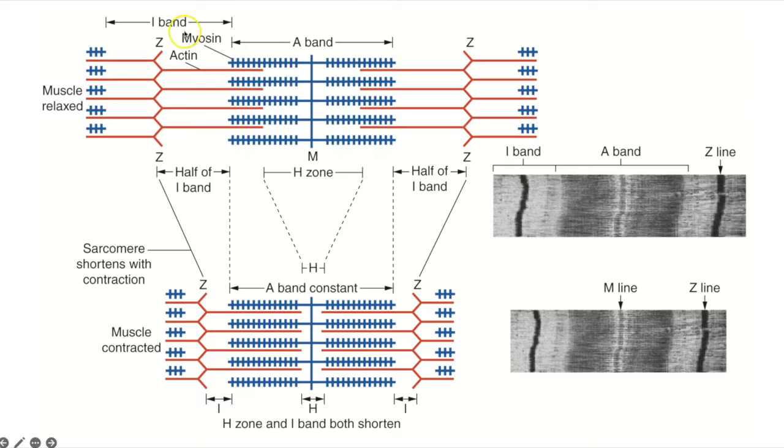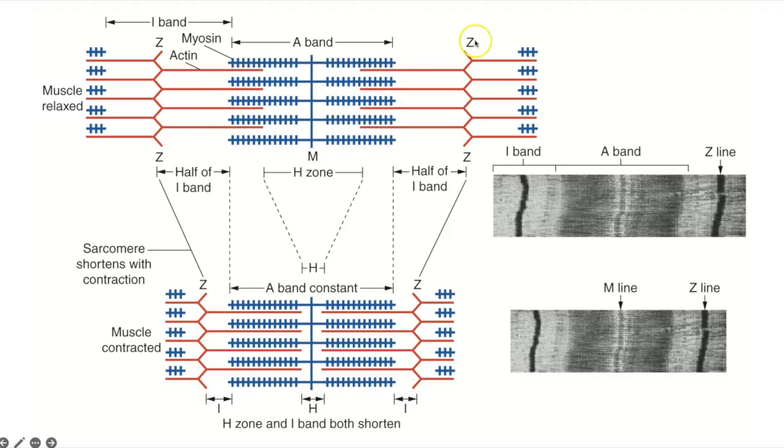We then have this I band. The I band is where you just have actin by itself, not overlapped with any myosin. And when a muscle contracts, that I band gets shorter because the actin is sliding over the myosin, so you have more section where there is an overlap. The H zone is where you just have myosin by itself with no actin in between it. And when the muscles contract, because the actin is sliding in between, you have a shorter H zone. And those are your key sections that you need to know.